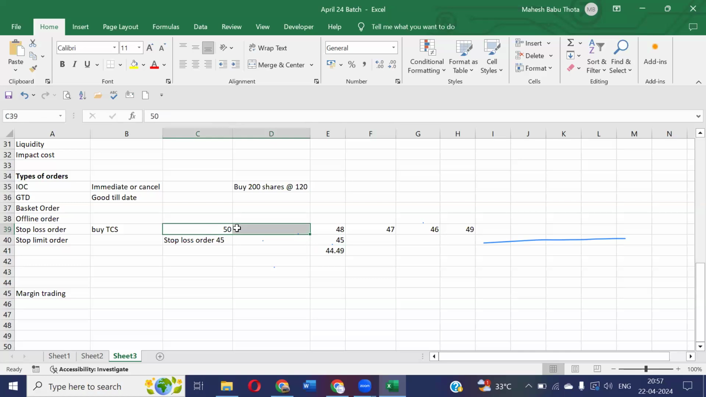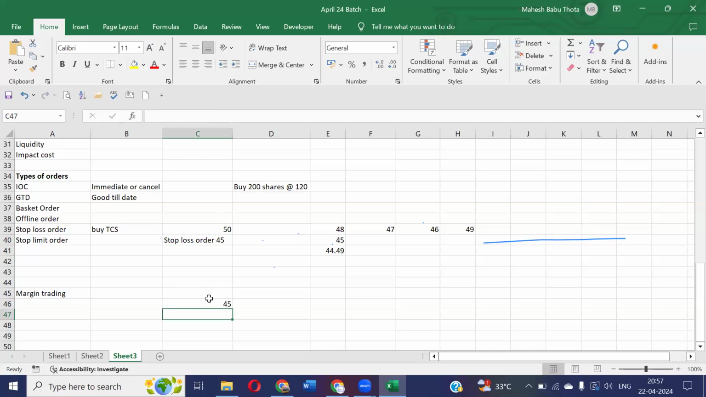In this case, what am I doing? I'm just giving the trigger point here. What is the trigger point? 45. I'm determining only the loss. Only the trigger point I'm giving here. This is called a stop limit order. I'll tell you an example. Suppose the same example, we purchase at 50 rupees and I'm keeping the stop limit order at 45. Here also I'm giving it as a stop limit order at 45.